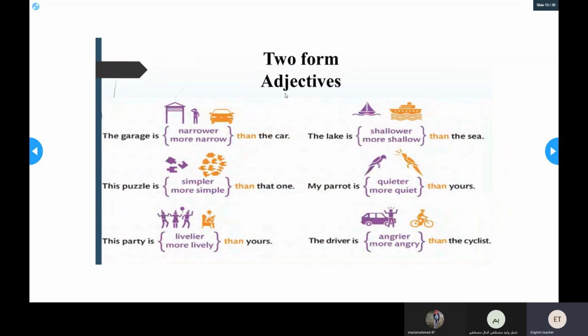So now we also have tricky adjectives, two-form adjectives. Adjectives that can have the long form and the short form, like narrow will be narrower or more narrow. Shallow will be shallower or more shallow. Simple will be more simple or simpler. Quiet will be quieter or more quiet too. Easy, it works in both ways. Lively, livelier or more lively. Angry, angrier or more angry. And I think that's all of the adjectives that can work in both ways.